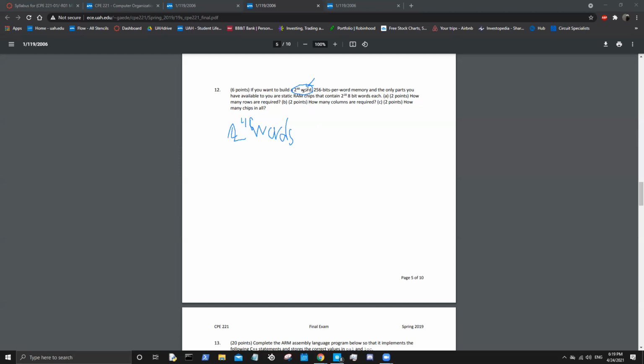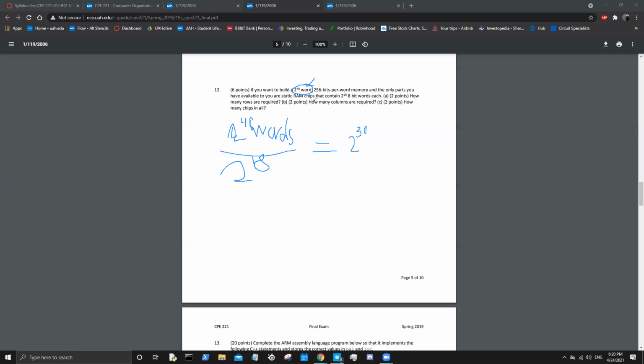So we're only given 2 pieces of data here. We're given 2 to the 48 words total. This is the total memory size we want for the system, but we want the system to also have 256 bits per word. And the only parts we have available are RAM chips that contain 2 to the 18 8-bit words each per chip. So to find how many rows are required, you just do 2 to the 48 divided by 2 to the 18th, which is the other unit of words we've been given, down here. And this is just 2 to the 30th, I believe. Yeah, 2 to the 30th.